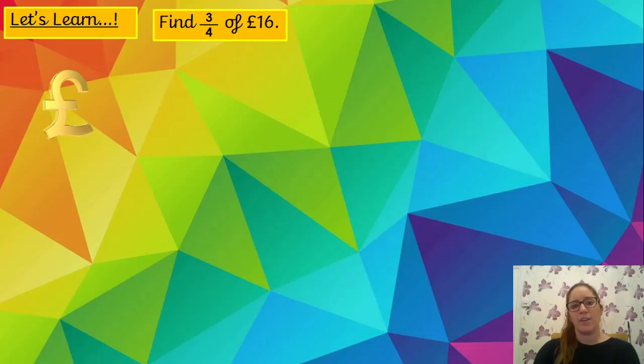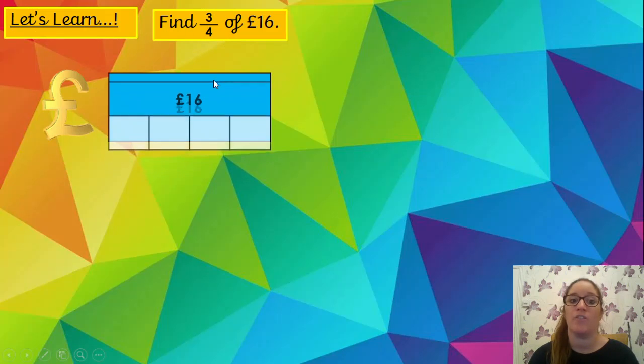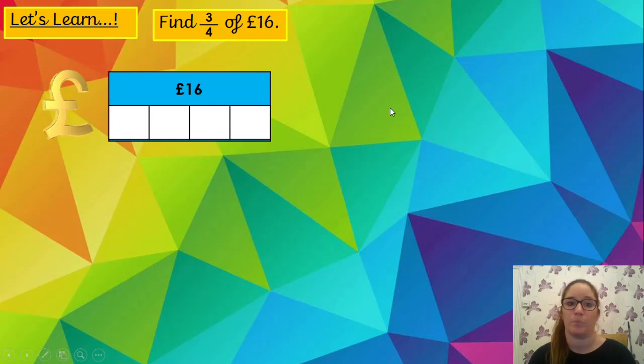Okay, so let's find 3/4 of £16. Does it make any difference if I've got a pound sign? No, still the exact same method. Okay, so I've got £16. How many equal parts does it need to be divided into? Check the denominator. Okay, we need to divide it into 4 equal parts.